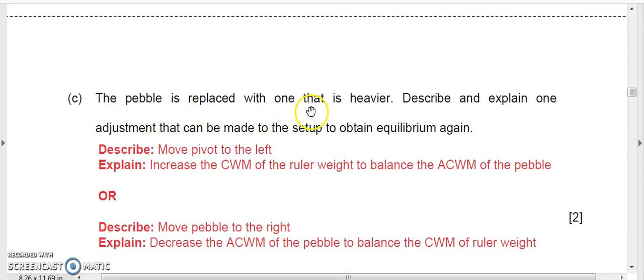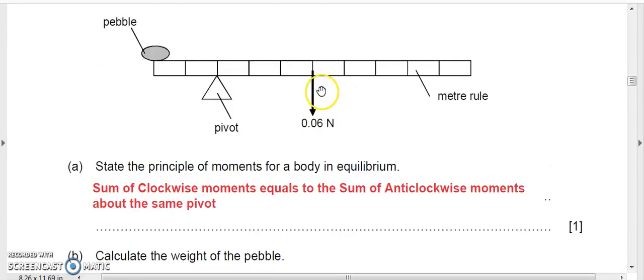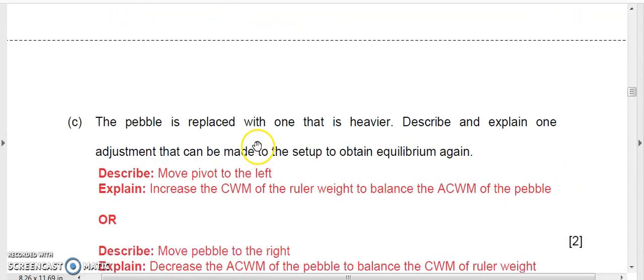Part C, the pebble is replaced with one that's heavier. So if this is heavier, what does it cause? It causes a larger anti-clockwise moment. Can you see? So how do you answer that?